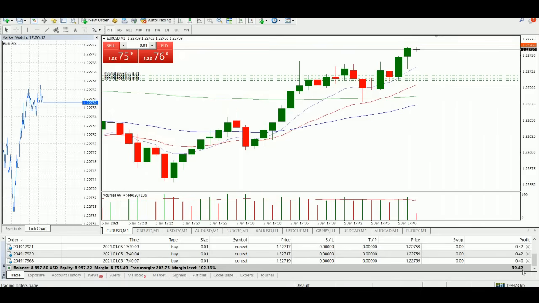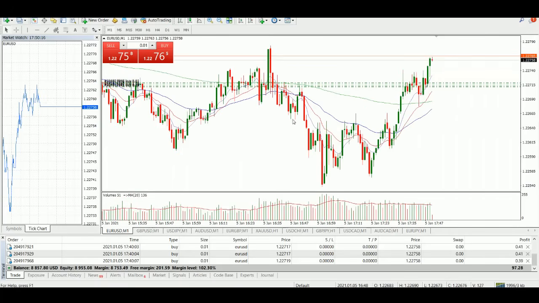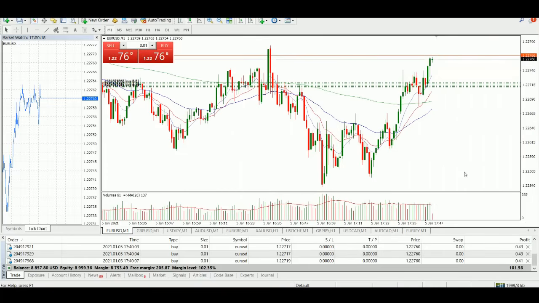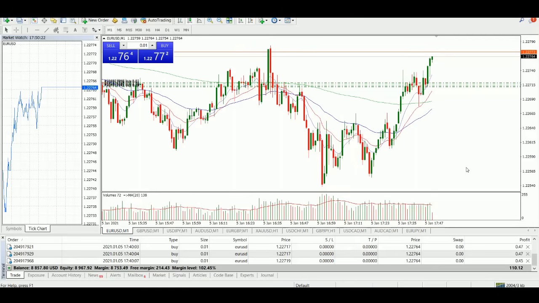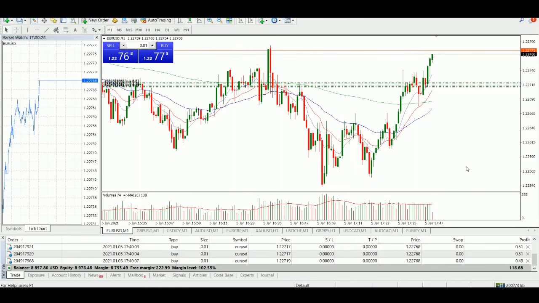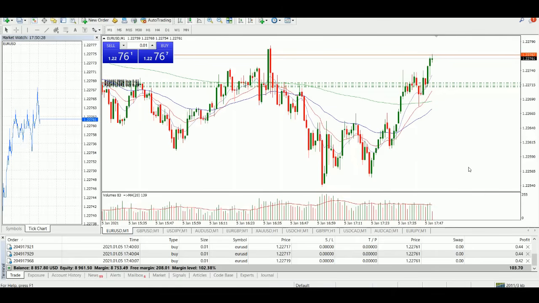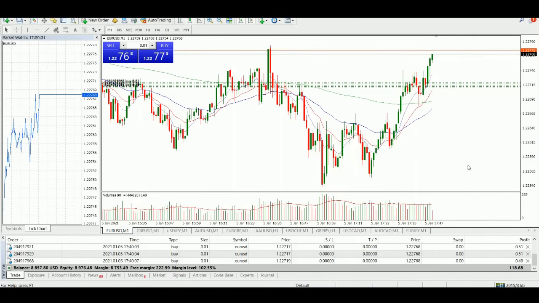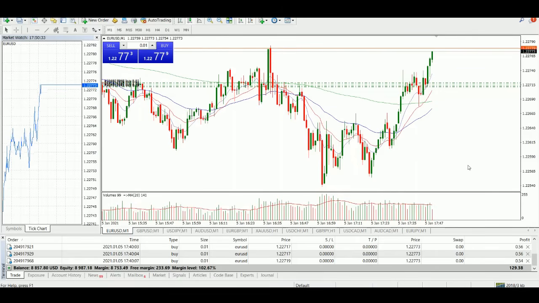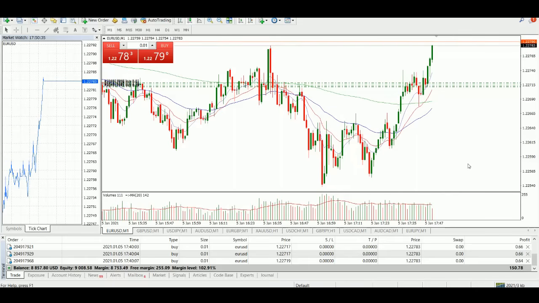I have made my first $100, and I'm still waiting. Okay, that's how you make big profits. 101, 103, $100, $110 in profits. I'm still in the beginning. 118, and we are still going up much further. Price is going up. 118, 125, 129, 135, 140, 150, 155.